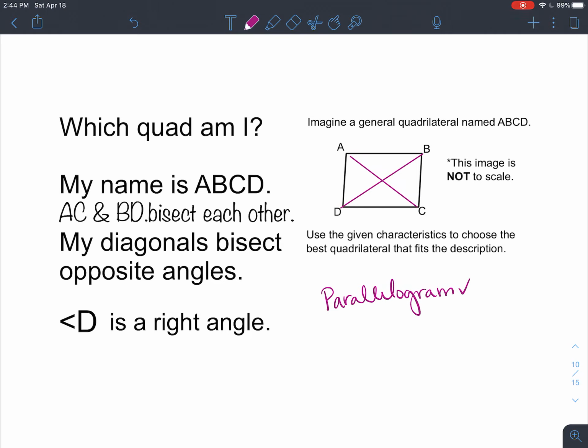And let's see if we can get more specific. My diagonals bisect opposite angles. So if these two are being bisected, then we know that we have our rhombus. And angle D is a right angle. So not only do I have a parallelogram, I have a rhombus, and because I have that right angle, I know that I'm going to have a square. And that is as specific as we can get.